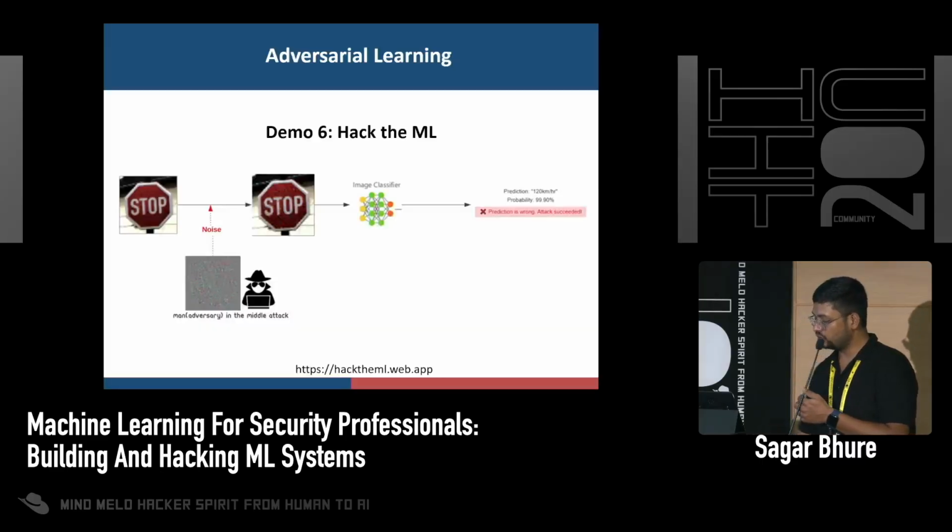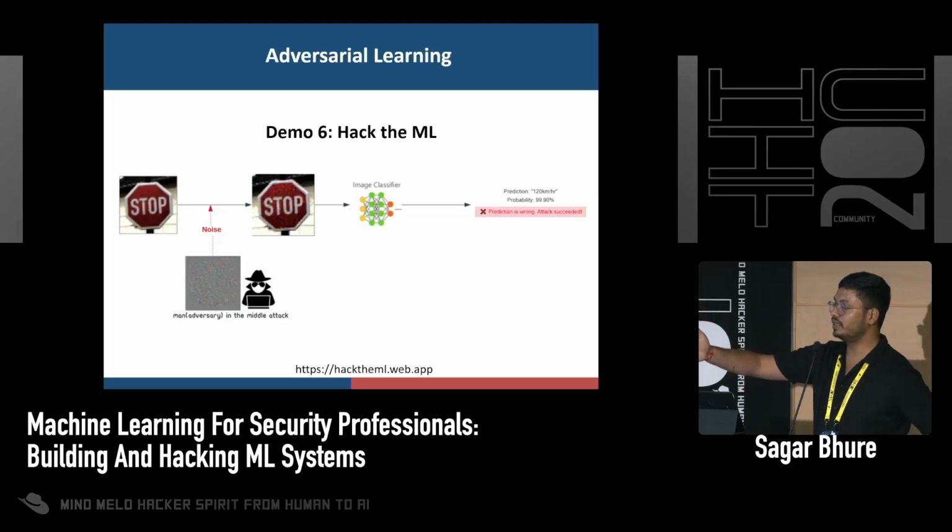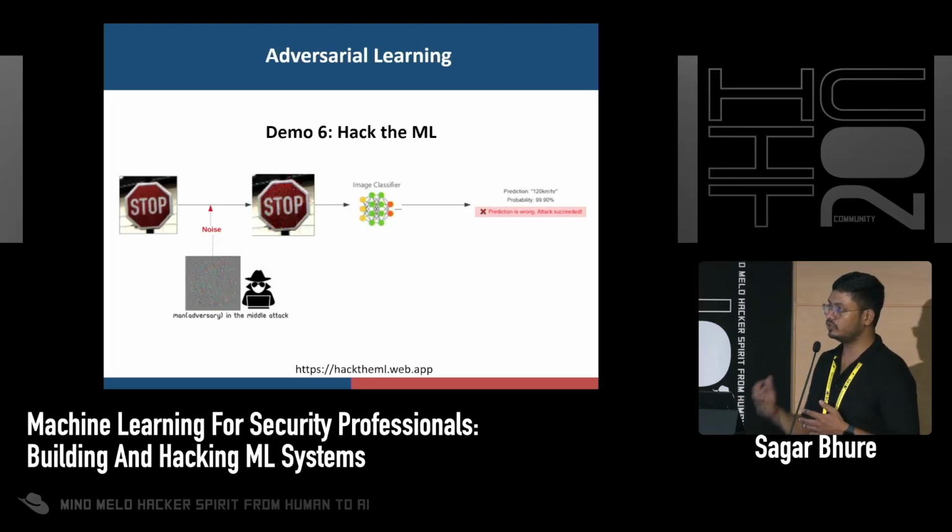Okay, so this was the first demo for adversarial learning, the image classifier, where let's say I call it a man in the middle attack, where an attacker can intercept images going from your Tesla car to a centralized server, add perturbations to it, and the response that comes from the central server, which makes the predictions, can be 120 kilometer per hour or whatever the attacker wants.